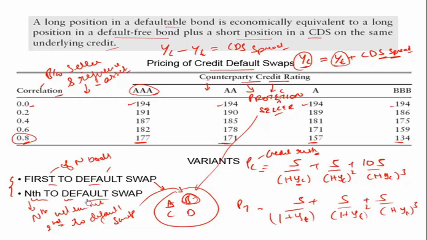So there are many variants that you can construct of the credit default swap. First to default and nth to default are two examples. First, any one defaulting. Nth, the nth bond should default. So third to default means first default doesn't matter, second default doesn't matter. It's only when the third default happens, whatever is the loss because of that third default will be made good by the protection seller.